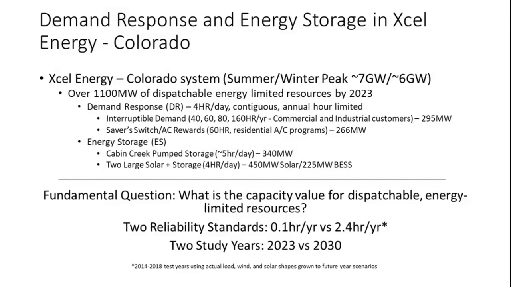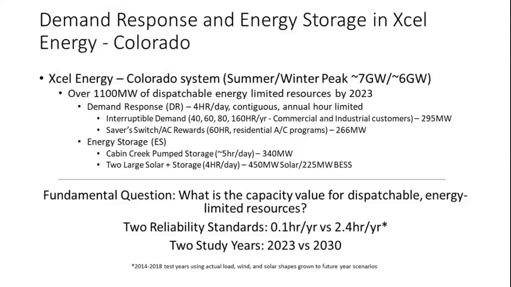So in total, we have 500 to 600 megawatts of DR that we use. These programs are 4 hours per day. They're contiguous hours. And as I was mentioning, they're annual hour limited. So just put that in the back of your head. We'll come back to that.